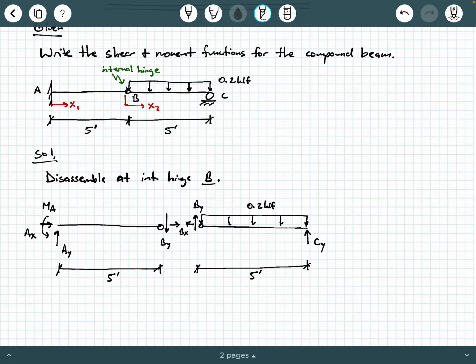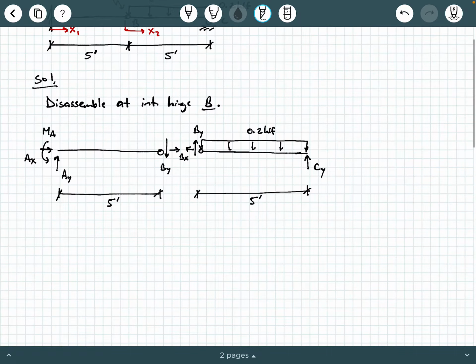So where do we get started? Well, we're going to want to start our analysis with the left free body diagram. Okay, we need to start with the left free body diagram. The reason why we cannot start with the right free body diagram is why? Well, you think to yourself, see if you can think of it to yourself.